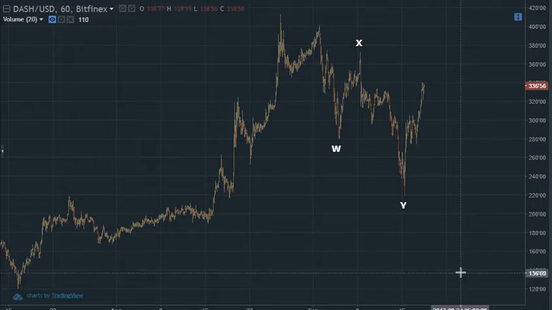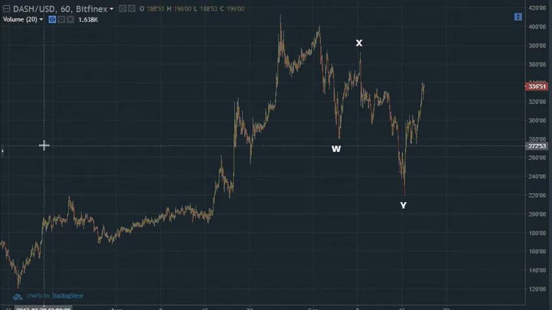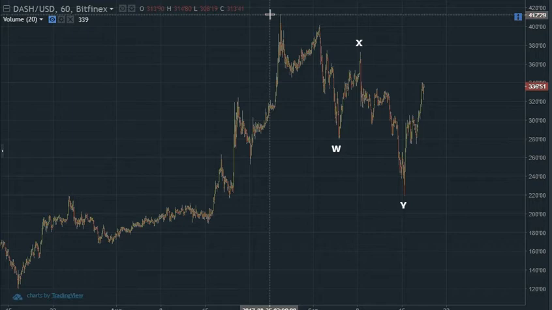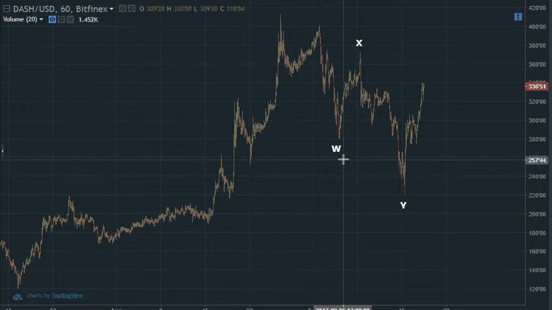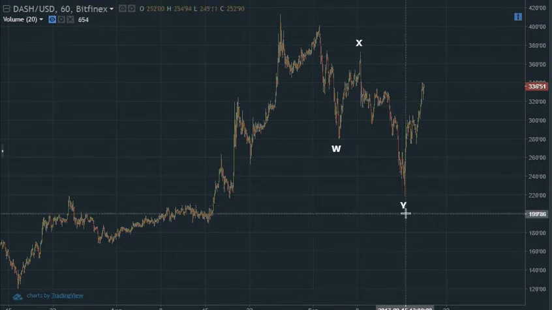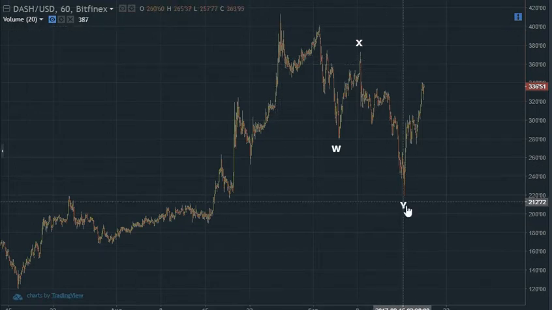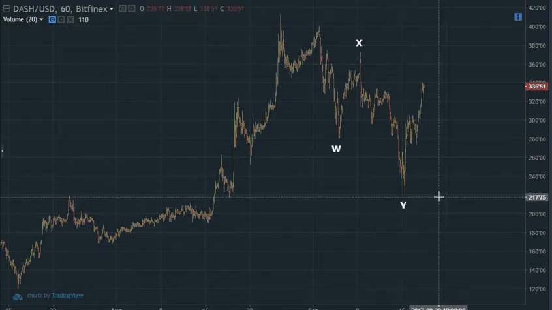I want to touch on Dash for a little bit. There are a couple of pointers that I wanted to make that could be a little bit interesting. So Dash made a top on Bitfinex price at around $412.13. It did an ABCWXABCY. The Y bottom pretty much well coincided with Bitcoin.